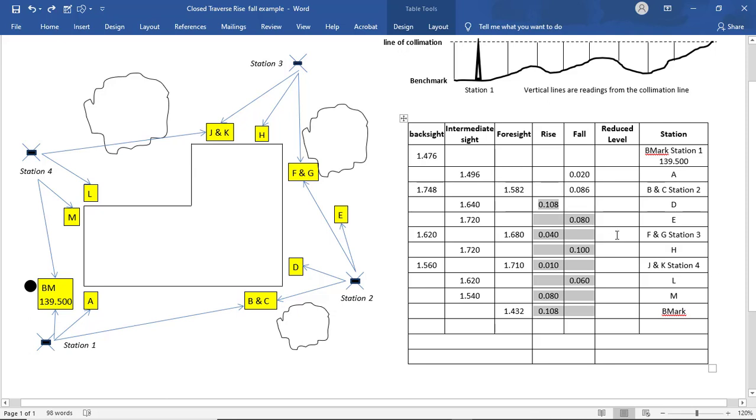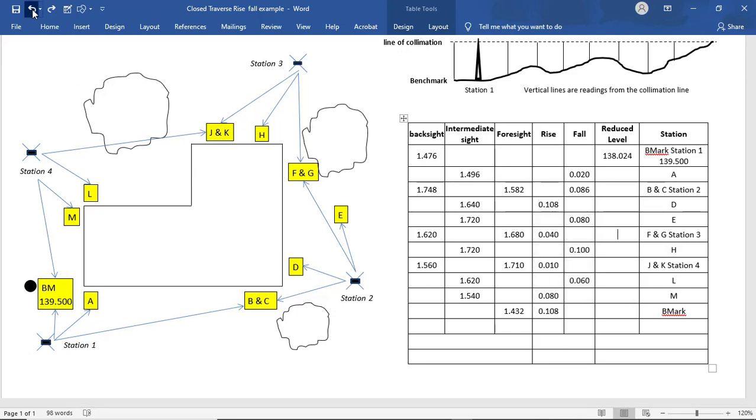And then we just complete the rest of that booking sheet using the same process. Then we've started with our benchmark at 139.5, and we take away our 1.476, and that gives us the height there. So that's our RL there, 138.024.